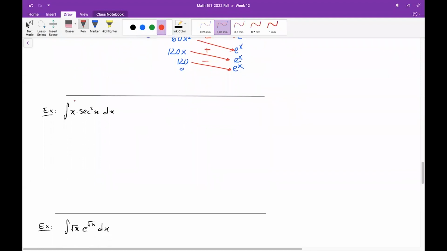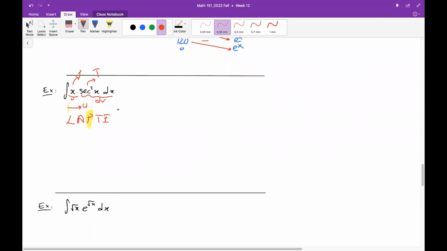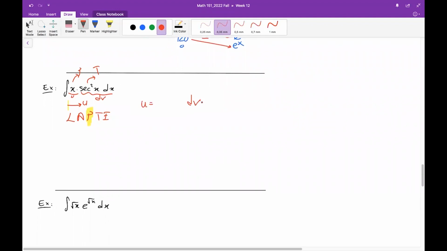Okay, final question. We have a polynomial and a trigonometric function. LIATE: which comes first will serve as our u. So which one is first in our shortcut? Polynomial is before the trigonometric. That's why this part is your u and this part is dv. So we choose u, we choose dv. From u to du, dv to v, we will write x, the derivative of x is just dx. dv is secant squared x dx, and the integral of secant squared is tangent x, remember?